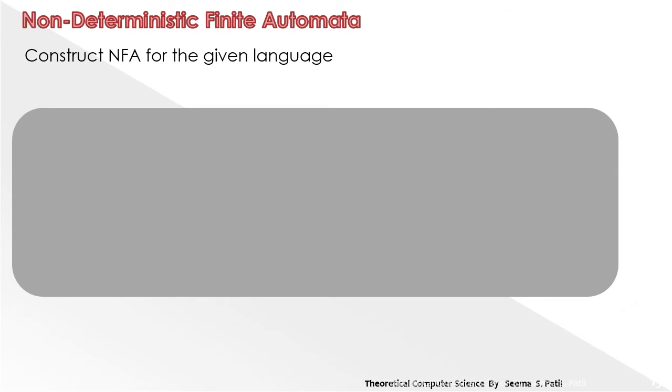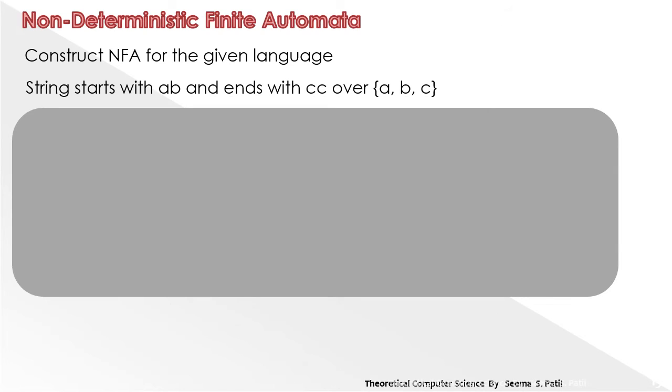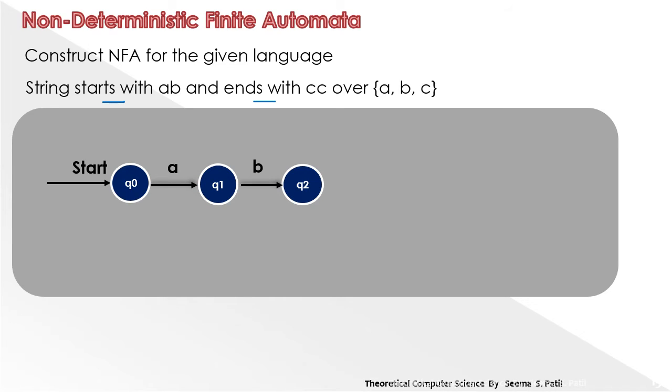Now construct the NFA. The language is start with AB and ends with CC over ABC. Start from the Q0 state. The condition is start with AB and ends with CC. For this, directly write down AB. Should start with AB and end with CC. So add C, C in this way.